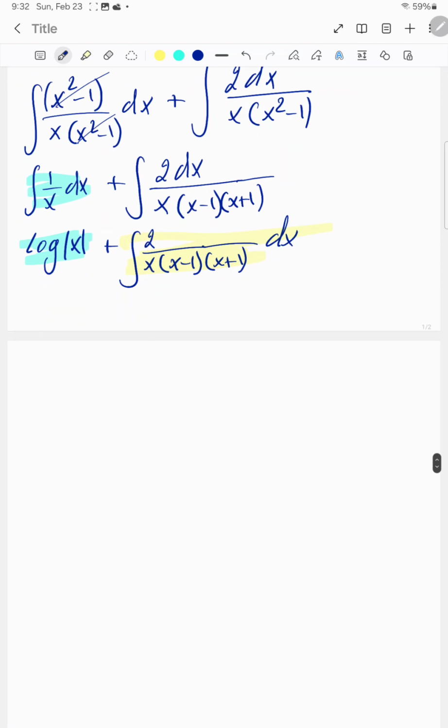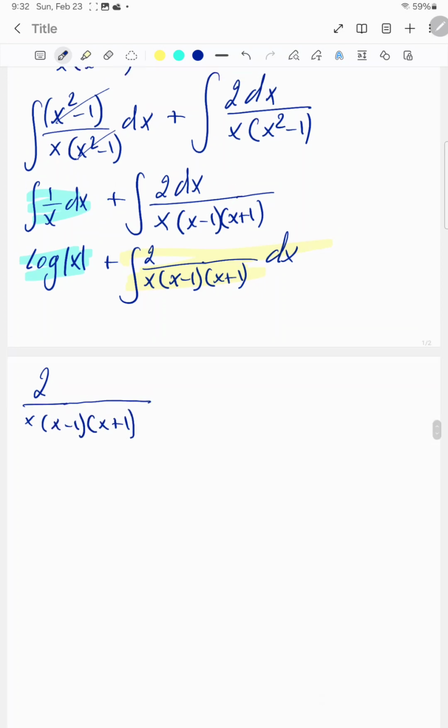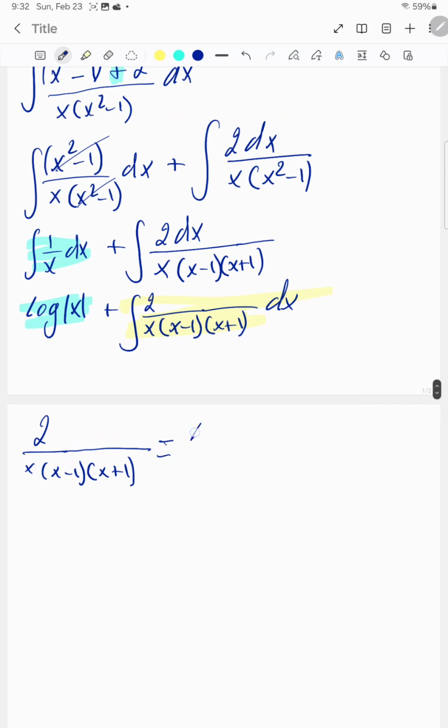So if I take 2 divided by x times (x - 1)(x + 1) and use partial fraction decomposition, this will become a divided by x plus b divided by (x - 1) plus c divided by (x + 1). Because they are all of degree 1, that's why I can write it that way. I have a video that explains the partial fraction decomposition. If you look at the math tutor channel, I'm sure you're going to find many videos explaining that.